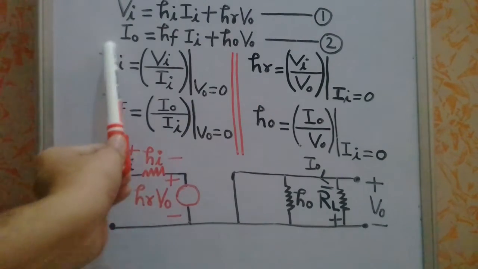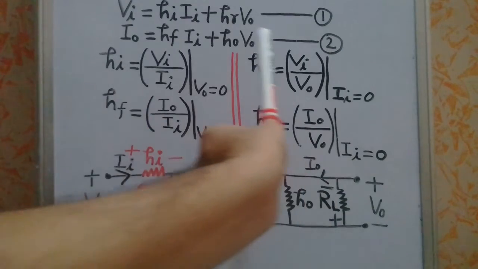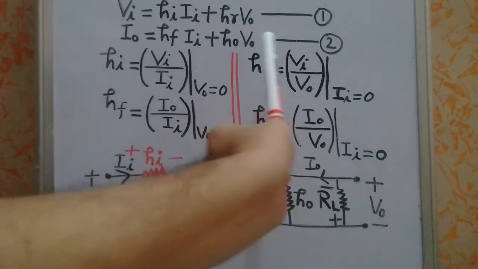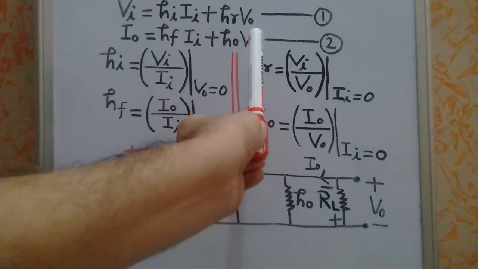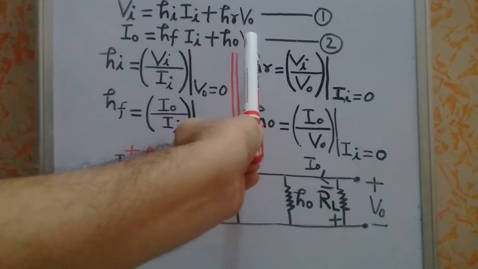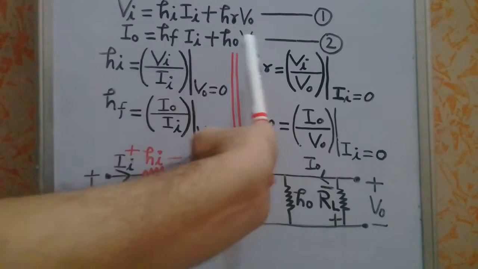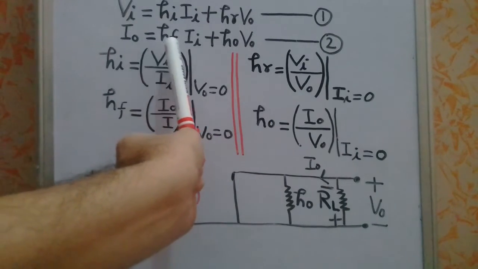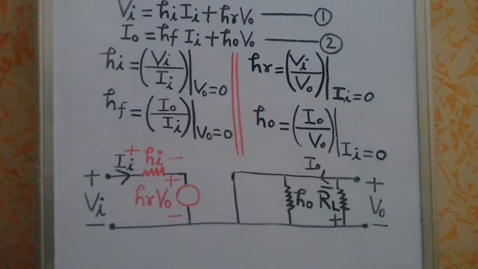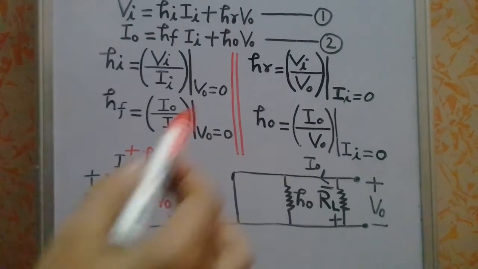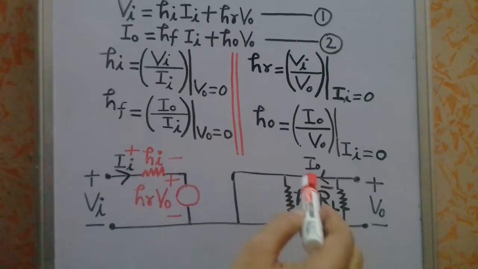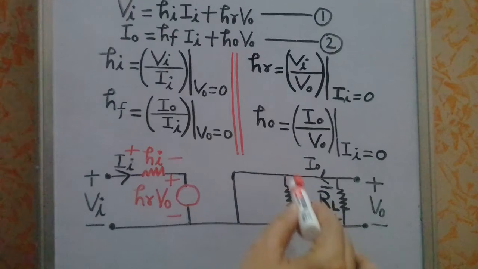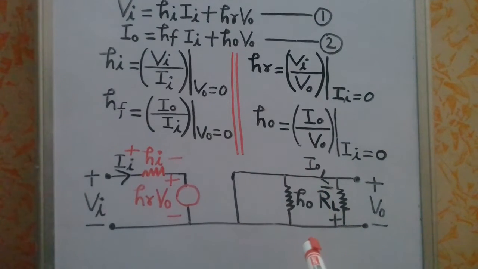So that means to represent this equation number 2, you will have to satisfy Kirchhoff's current law, right? So when you apply Kirchhoff's current law, you will get the second equation, that is Io is equal to hfIi plus hoVo, that I am going to draw here. See here, ho is the output admittance. Since it is admittance, that means I have to draw it in parallel, right?